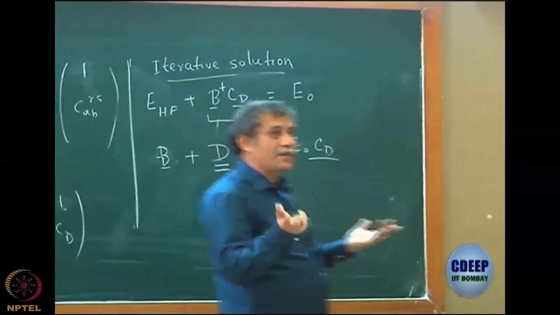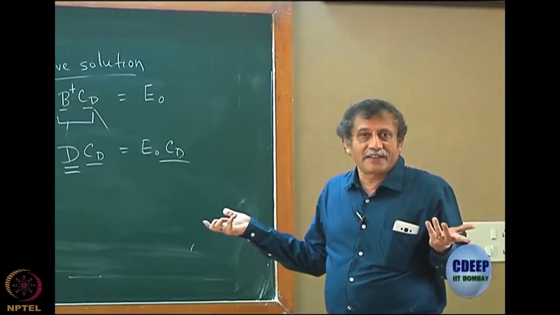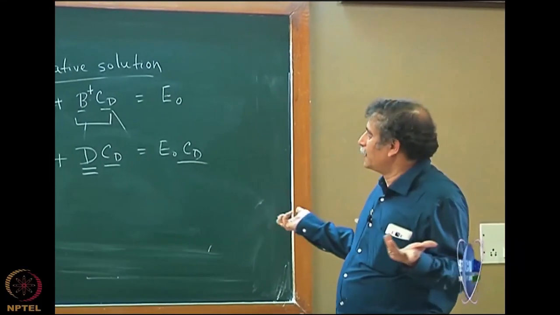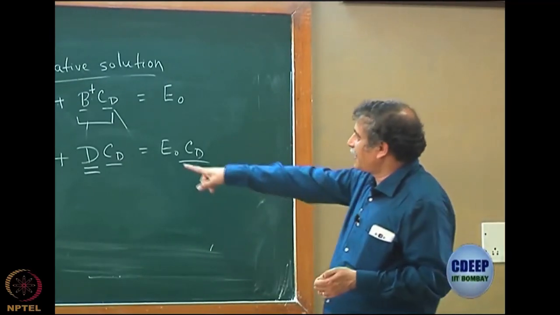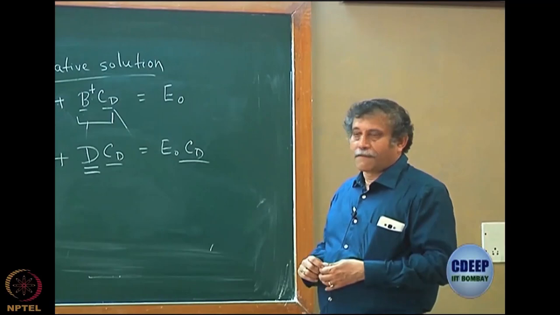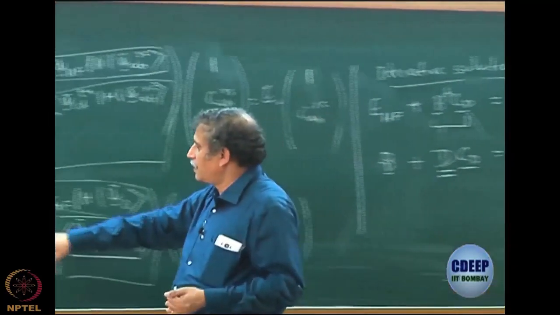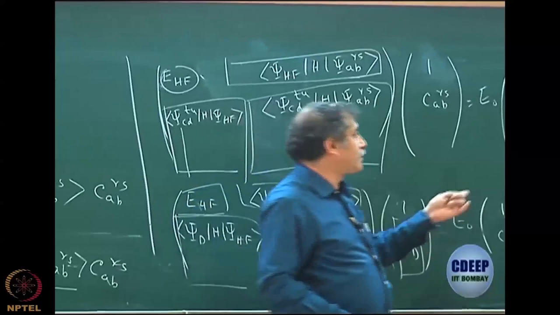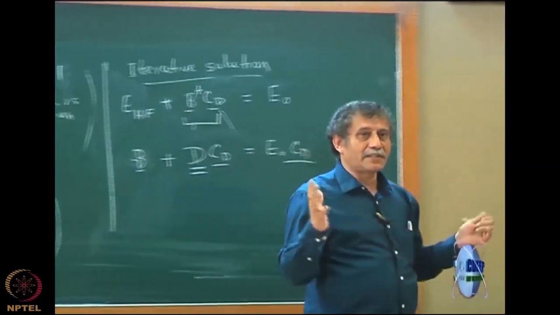CD is in the intermediate normalized form. The coefficients are all that is unknown in the CI. The wave function is otherwise known. So I need to get CD. How do I get CD? I look at the second equation. From the second equation, B is again known, right? B is again known. So from the second equation, I will try to get a form of CD and substitute this here. So, matrix form.